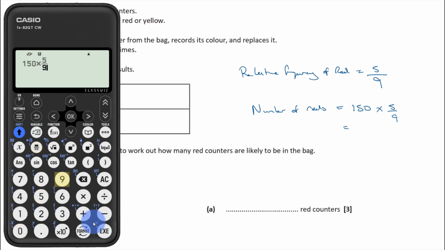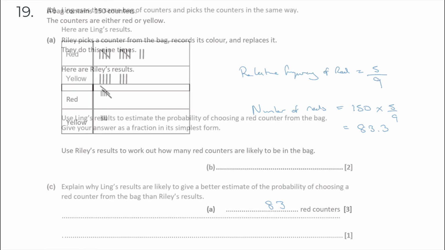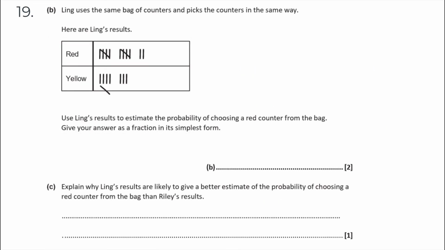So 150 times 5 divided by 9 gives me 83.3, to 3 significant figures. So I'm going to round that down and say that there are 83 red counters, because you can't really have 0.3 of a counter, can you? So you're going to have to round it one way or the other. Seems sensible to round it down. 83.